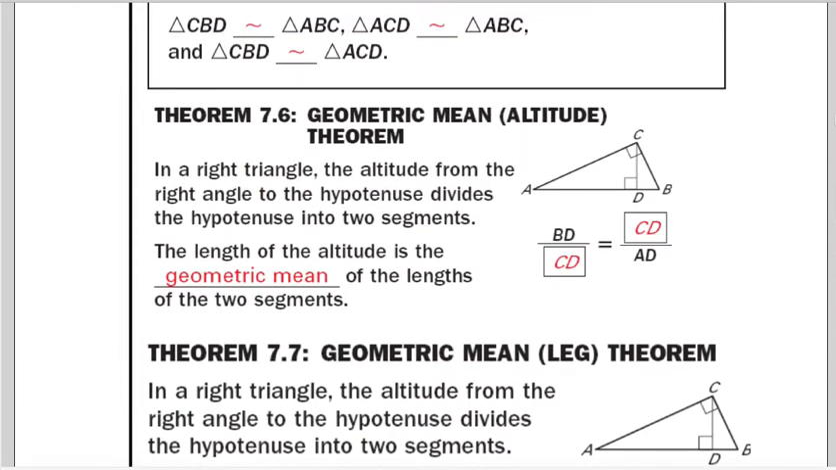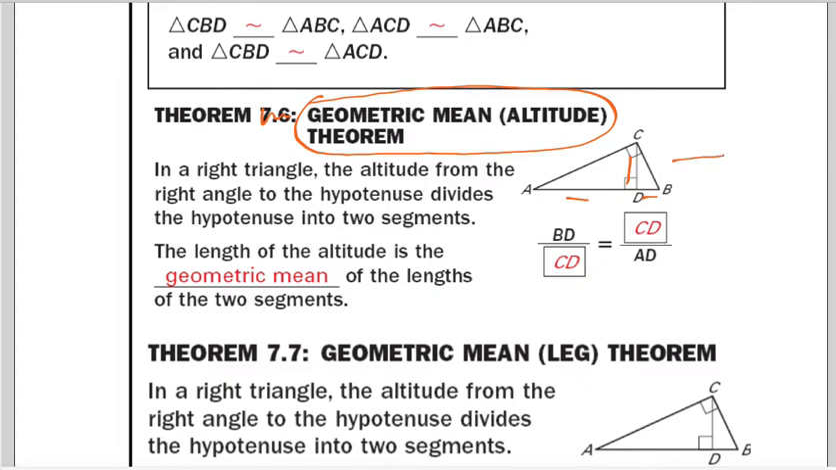Here are two rules that we're going to need to use. This first one is the geometric mean altitude theorem. And it says if you have a right triangle, the altitude from the right angle to the hypotenuse divides the hypotenuse into two segments. The length of the altitude is the geometric mean of the lengths of the two segments. So if you have these two pieces, then you can find this piece here using the geometric mean of those two parts. And so they have that set up here.